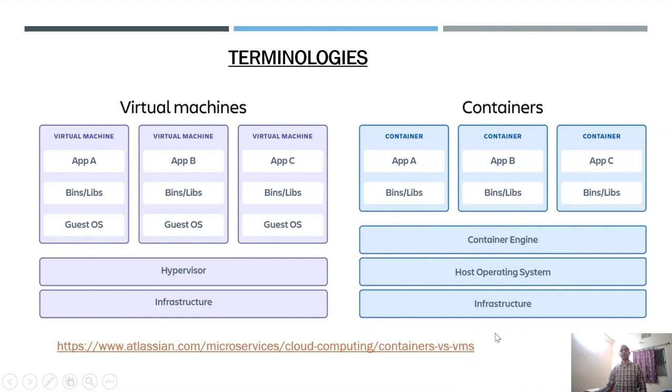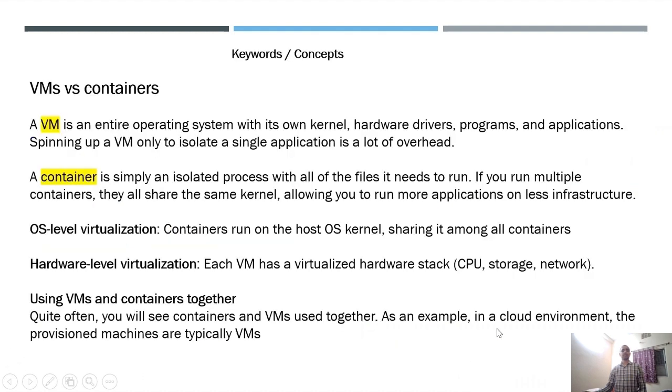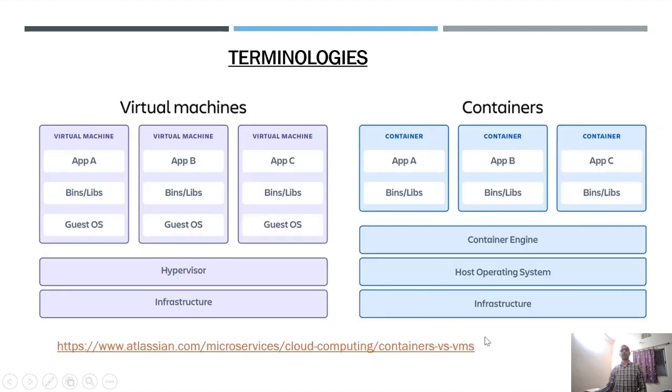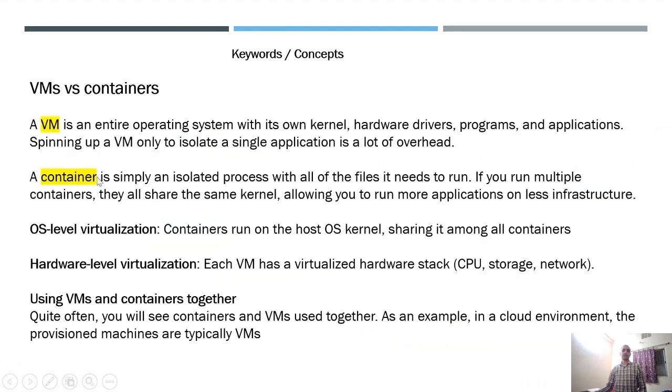For more information about containers versus virtual machines, you can visit this link. Here you will get more information about virtual machine versus container. Virtual machines have their own separate kernels, whereas in containers the same kernel is shared between all the containers. OS level virtualization is happening in containers, whereas hardware level virtualization is happening in virtual machines.